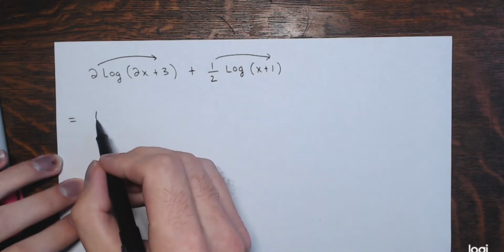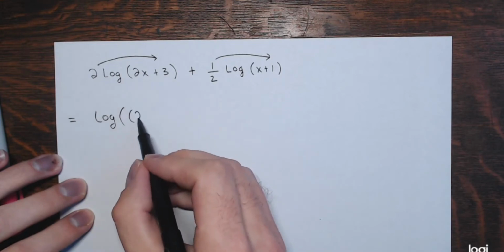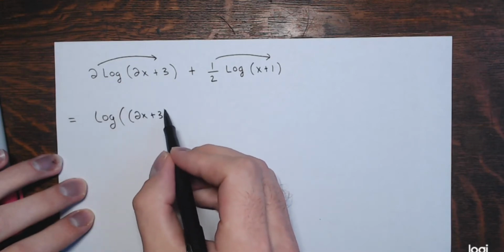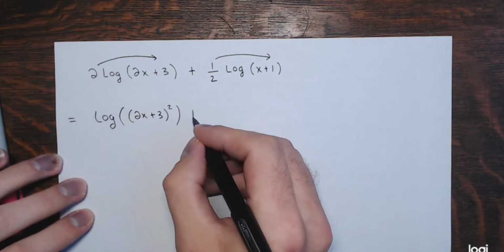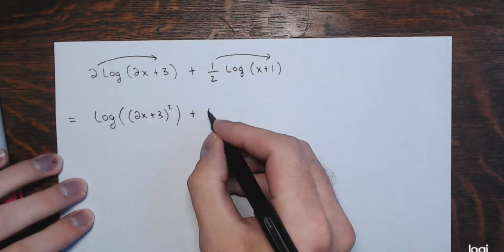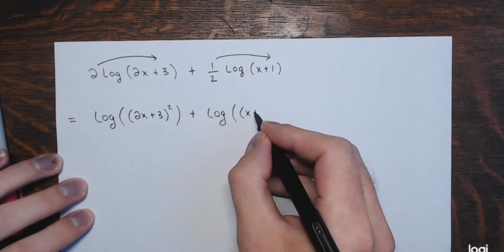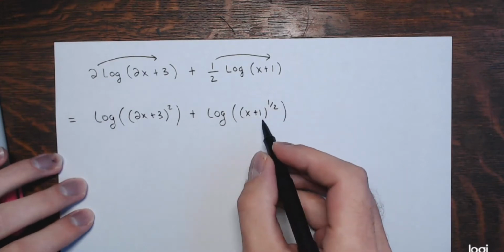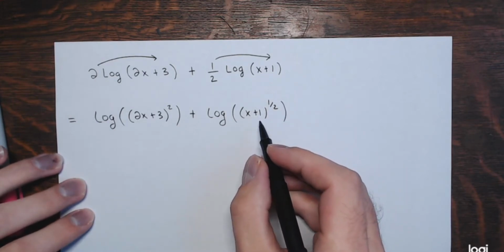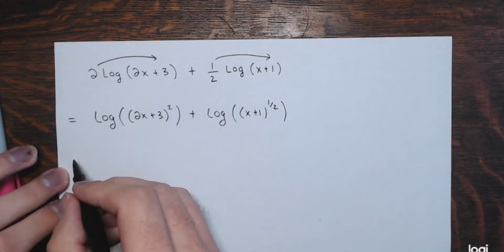So this is equal to the log of, and then the entire argument, 2x plus 3, in parentheses, raised to the second power. Plus, and then here put the 1/2 inside, we have the log of, and then the entire argument, x plus 1, to the 1/2 power. Or if you want, you can write that as the square root of x plus 1. Same thing, right, to the 1/2 power.